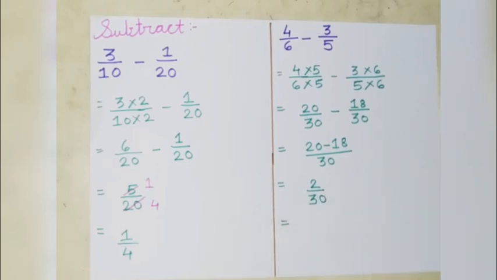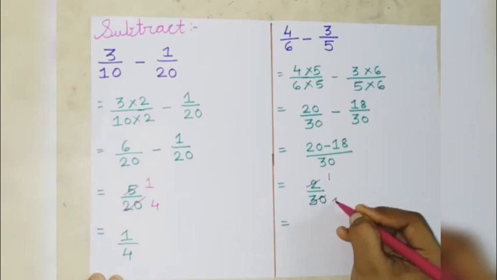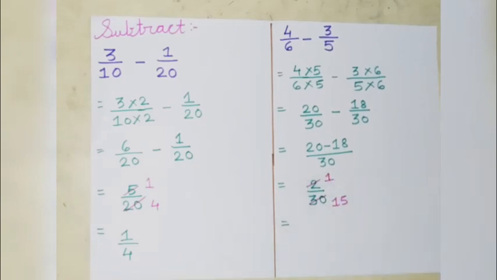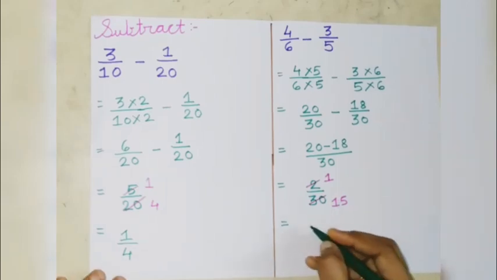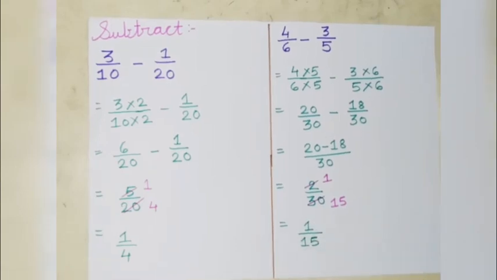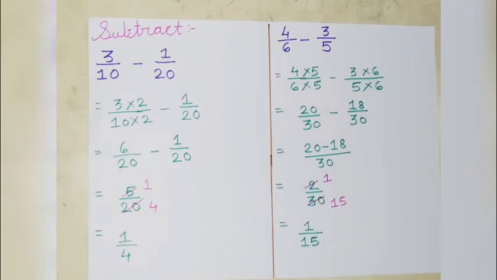Children, we can divide. 2 1s are 2, 2 15s are 30 because 15 2s are 30, na? So division is possible, that we will do. And we will write the final answer. So the answer is 1 upon 15. Children, the answer of this is 1 upon 15.